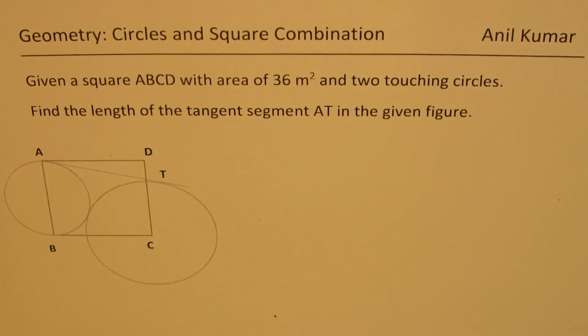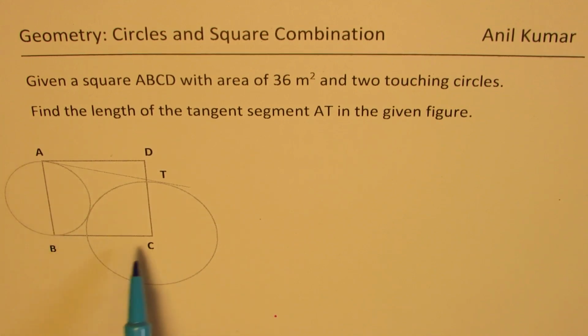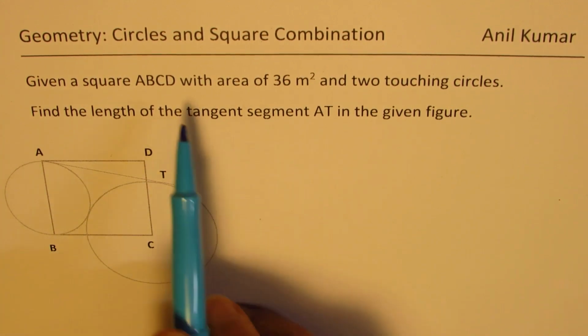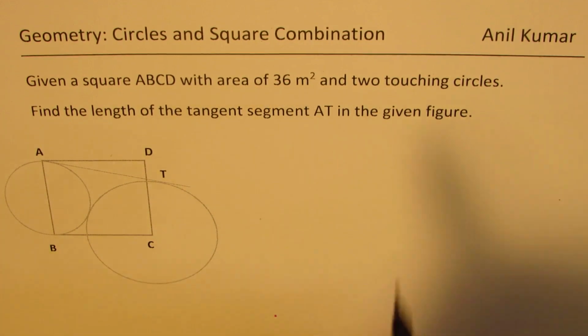It is based on geometry of circles and squares. The question here is, given a square ABCD with area of 36 meters square and two touching circles, find the length of the tangent segment AT in the given figure. So ABCD is a square whose area is given to us as 36 meters square.